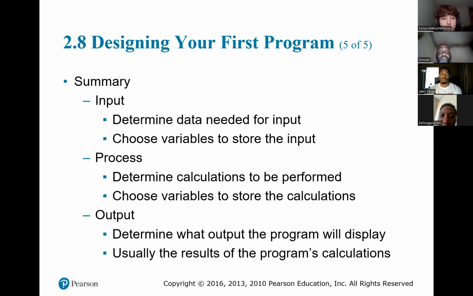So a little summary: input, we need to determine what data we need for input and choose the variables where we want to store that input, and choose the names for those variables. Then process, the second step, determine what calculations you need to perform, and choose the variables where you want to store those calculations. And then the output, the last step, print the results of those calculations and show them to the user. I have a question.